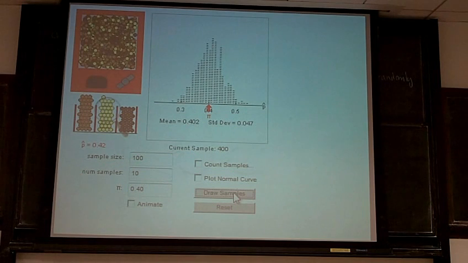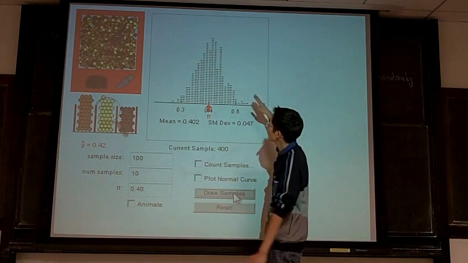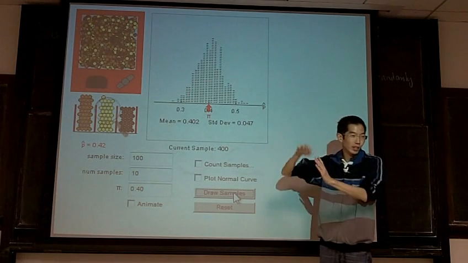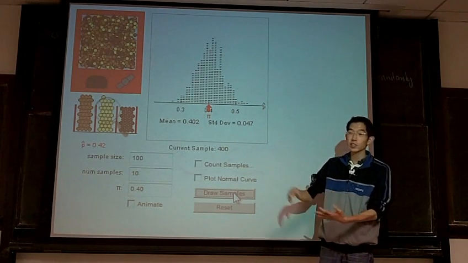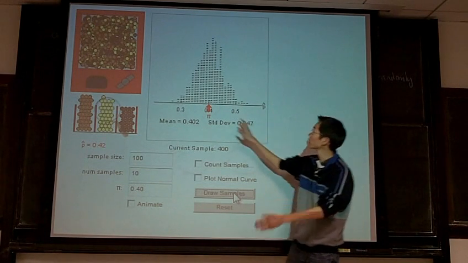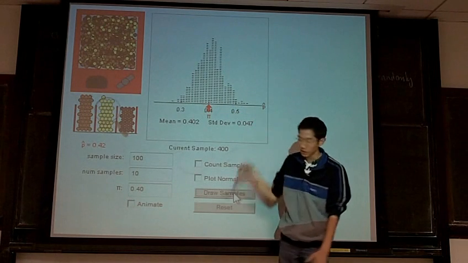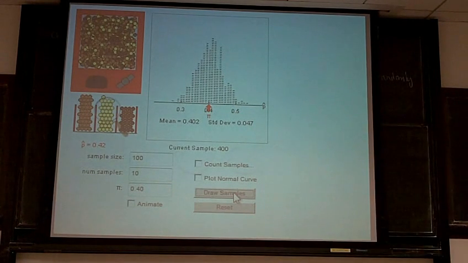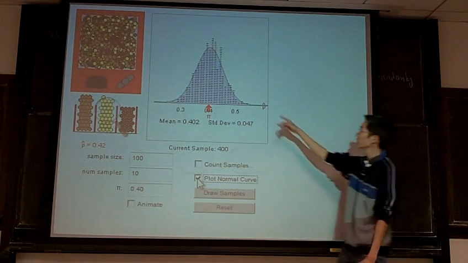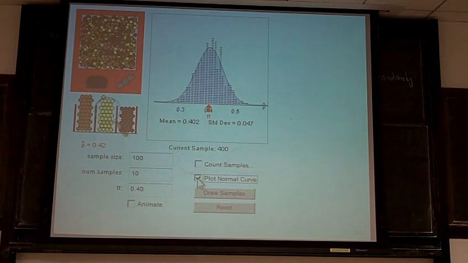All right, so this is after 400 samples. Again, it's not perfectly the normal distribution, but the overall shape is unimodal and symmetric, with a peak in the middle, and it gets smaller outward. And actually, if we fit the normal curve over it, it fits the normal distribution quite well.